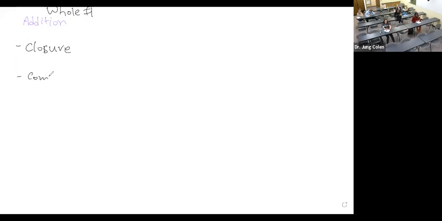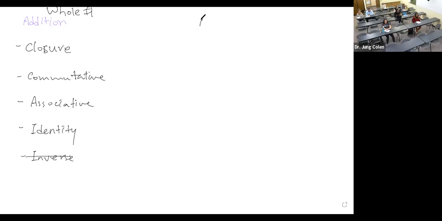And commutative property. What else? Associative, then identity property. You can also think about inverse there too, right? Okay. Inverse property didn't work though because we had only whole numbers, but it will work for integers because we're going to do negative numbers. Inverse doesn't work for whole numbers because we only have positive numbers. Okay? So now, with whole numbers, let's think about multiplication.